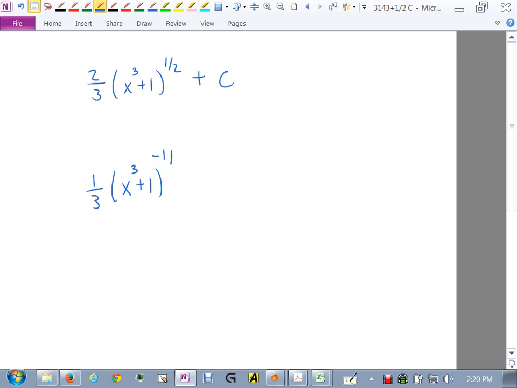Subtract 1. Times chain rule. What's the derivative? What's inside? 3x squared. What happens to the 1/3 and the 3? They cancel. You're left with x squared over the square root of x cubed plus 1. Right?